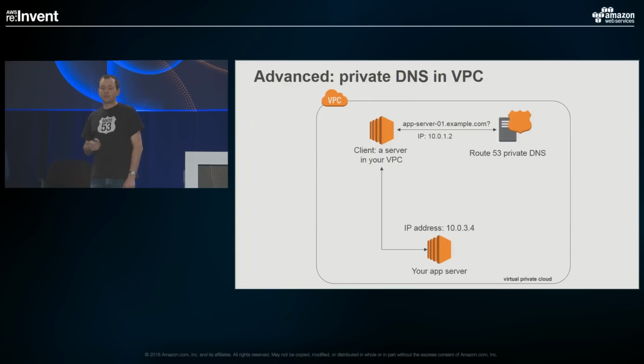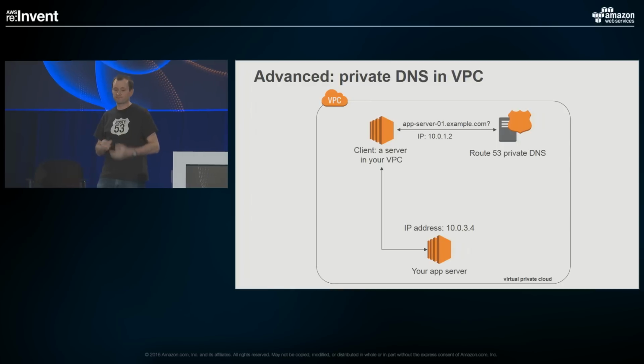Next is private DNS is only visible inside your VPC. So users on the public internet can't find out the IP addresses of the pieces of your application, and they also can't find out the names. So you're able to hide the topology of your network or architecture as well as the actual IP addresses.